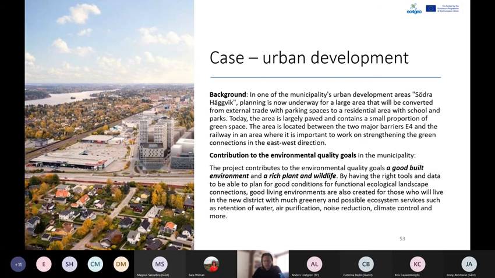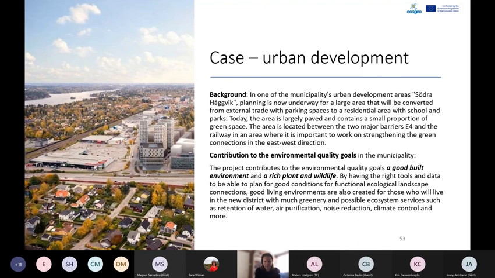Yeah, we continue to this case. In this case, I want to show what we are talking about, the data and the methods, how can this be used in an actual urban development case? And in this case, it's a municipality north of Stockholm metropolitan area. It's called Sollentuna, Södra Häggvik.